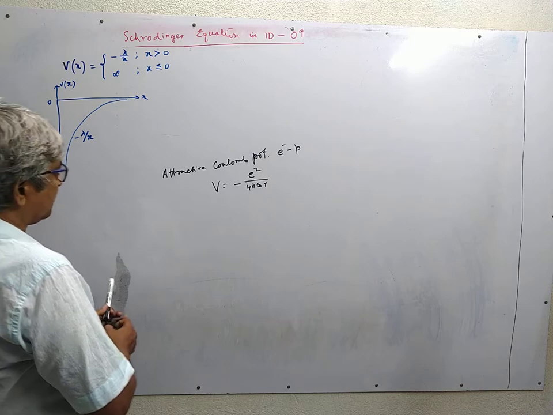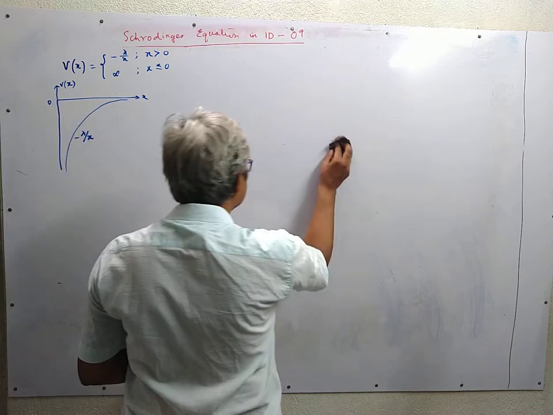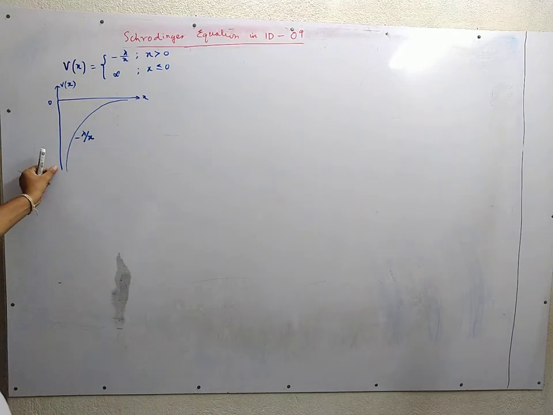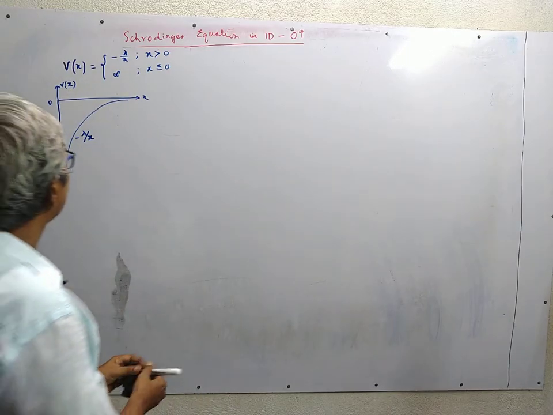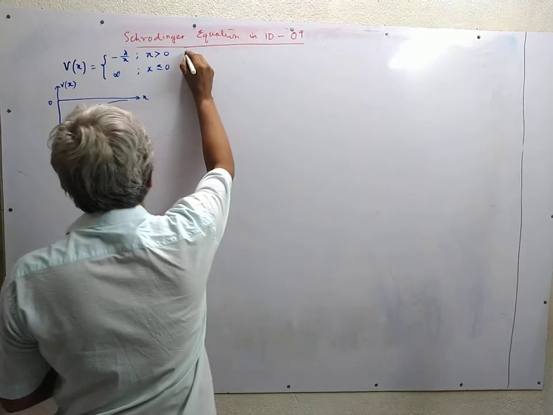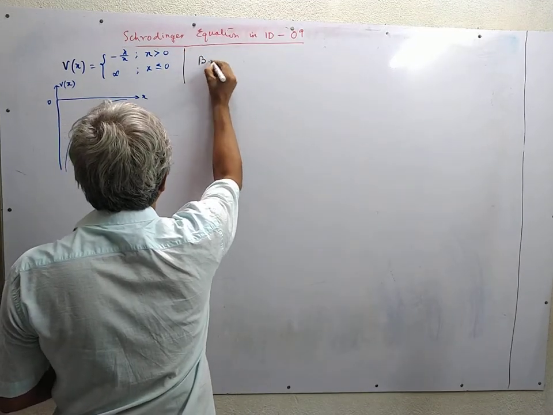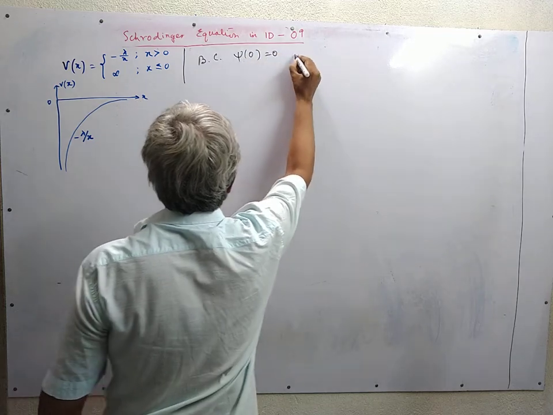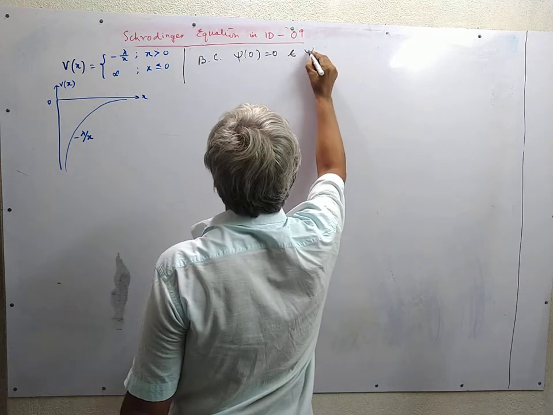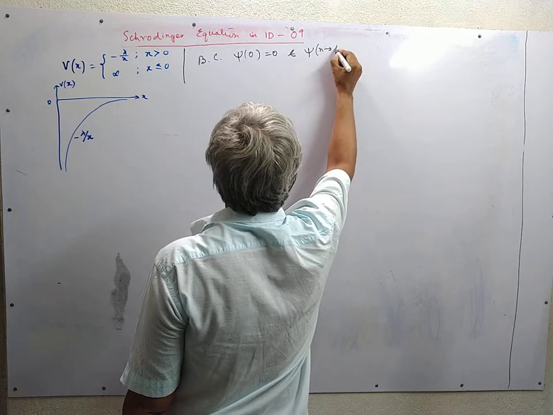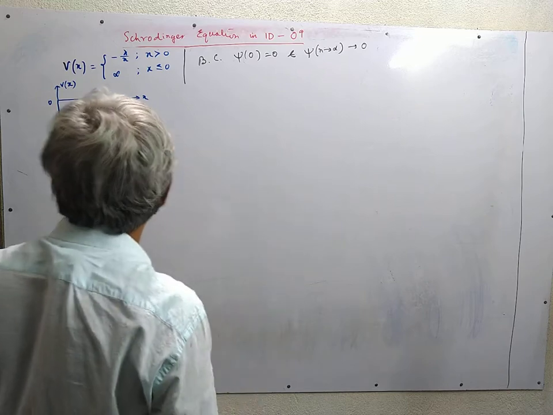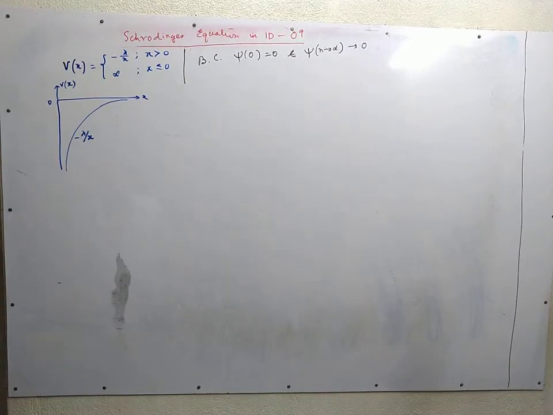So we have to find out the quantum mechanics of it. One thing is that since the potential is infinite at x equal to 0, whatever the wave function we will have, the boundary conditions to be satisfied are that psi of x is equal to 0 at x equal to 0, and psi must tend to 0 as x tends to infinity. These are the boundary conditions, because the particle is bound by the attractive potential, so it cannot fly off.